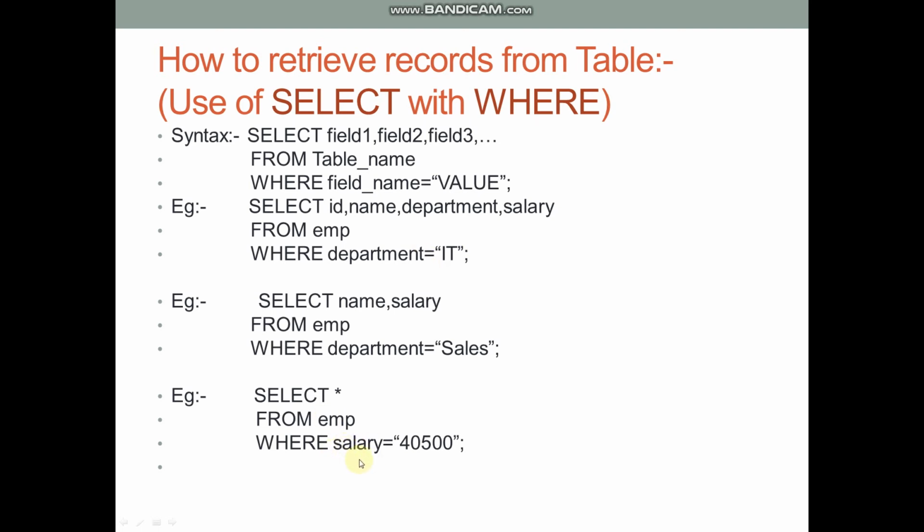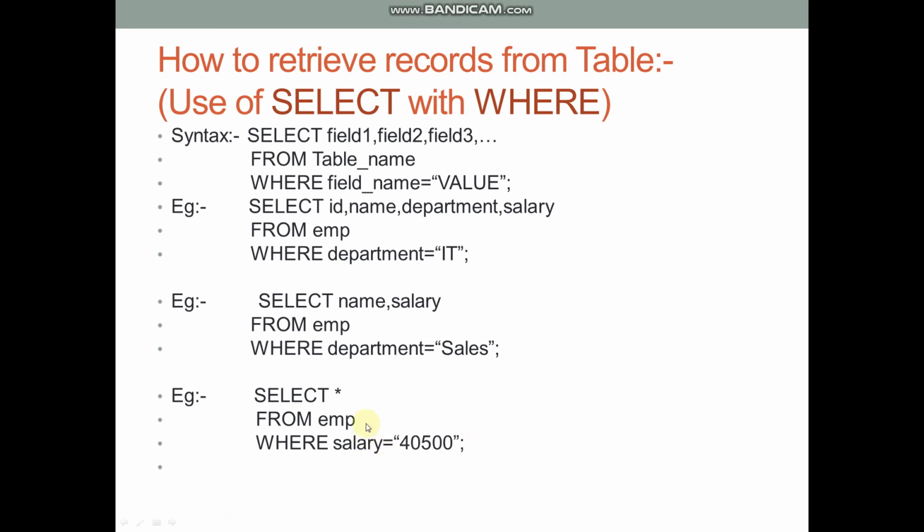Similarly, you can also use the where clause to filter according to salary, like where salary is equal to 40,500. That means a list of only those employees who are getting a salary equal to 40,500 rupees. You may have certain other relational operators too. If you want to display a list of employees getting a salary of more than 40,500, then we can use where salary greater than 40,500.